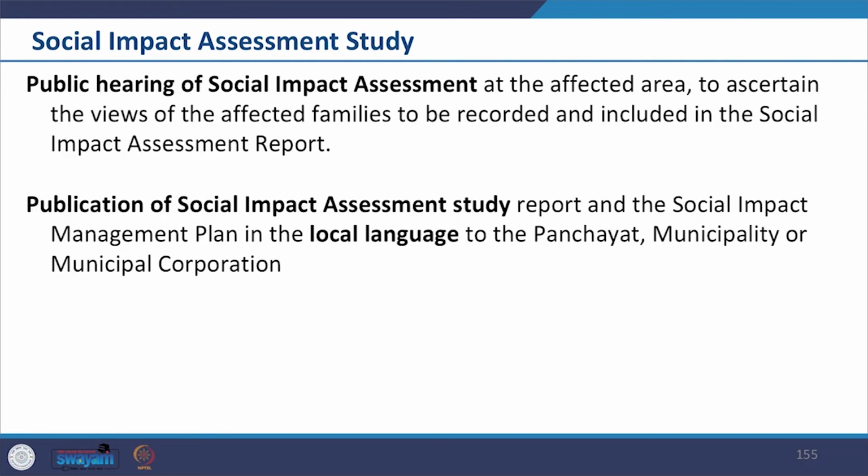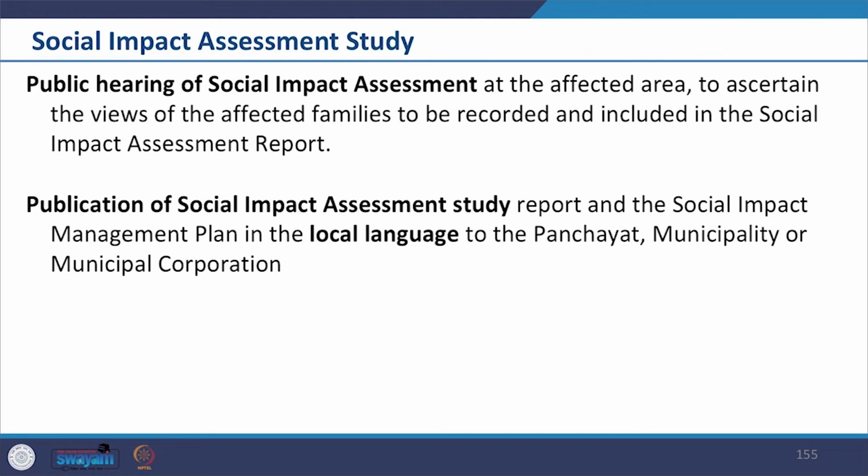Further, we see the appropriate government shall require the authority conducting the social impact assessment study to prepare a social impact management plan also. So, if there is a positive or negative impact in particular, how that has been managed. So, a management plan is also required. There would be a public hearing for the social impact assessment, particularly at the affected area, to ensure the views of the affected families have been recorded and included in the SIA report.